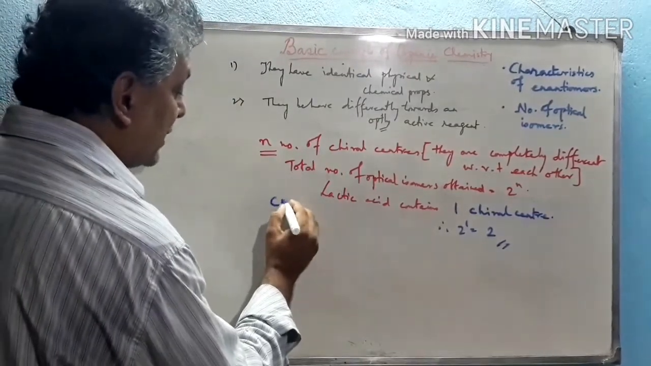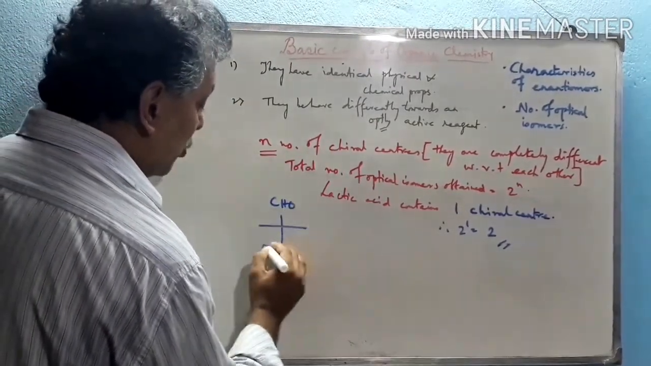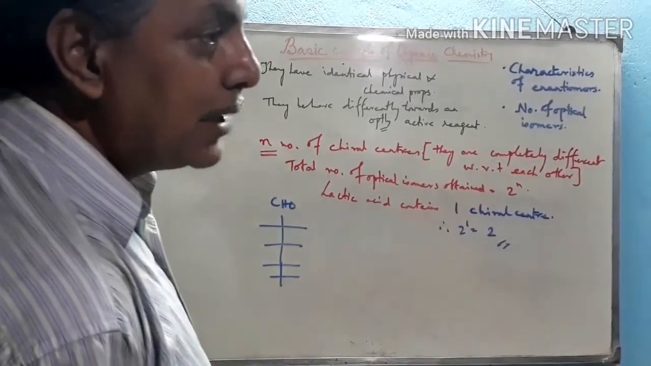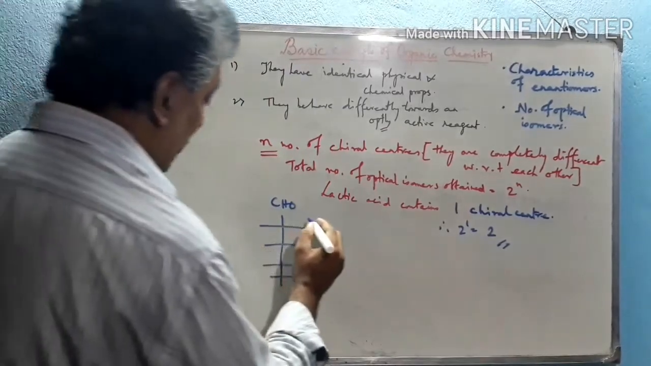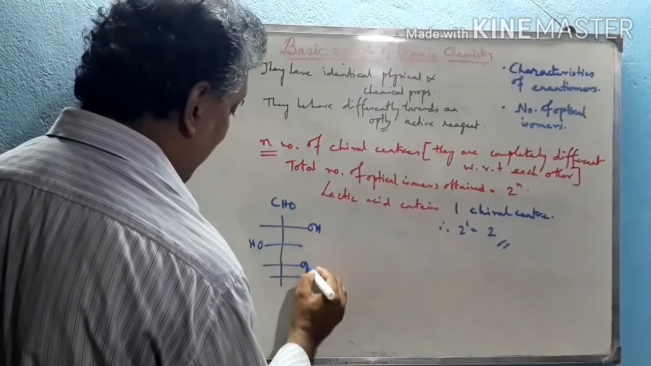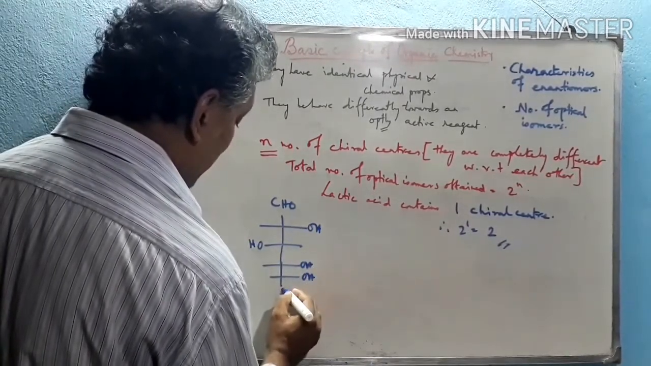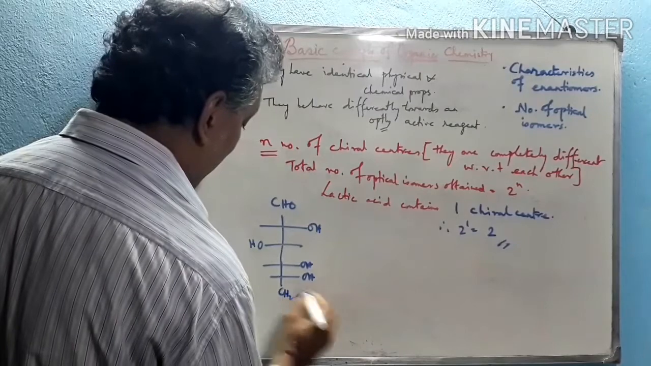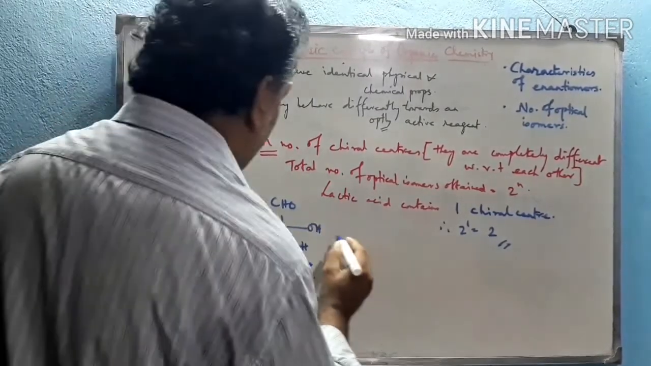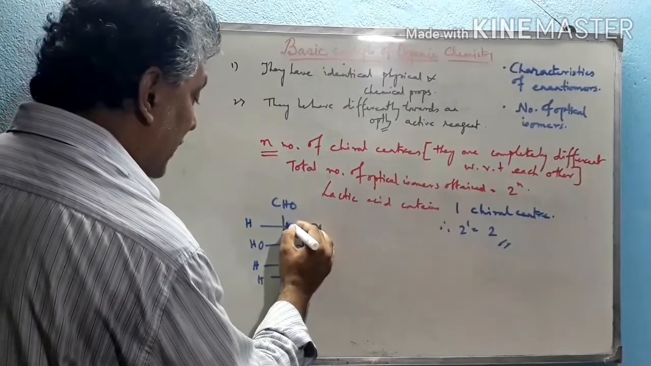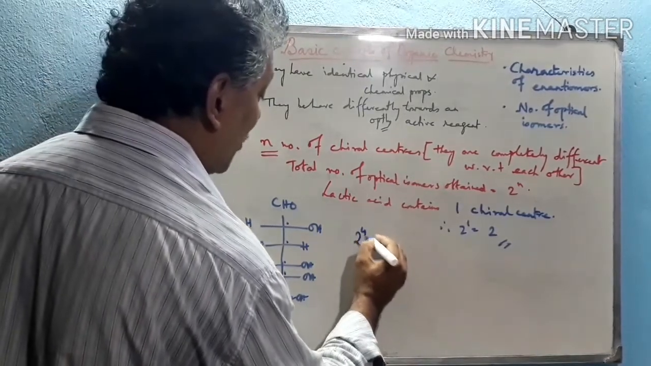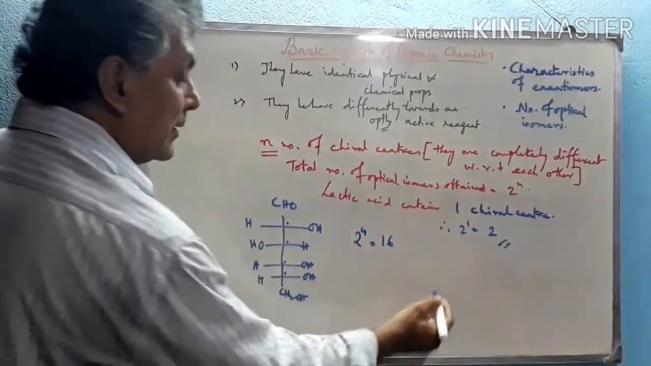See this, the structure of glucose. Naturally obtained glucose is dextrorotatory. That's why this is called dextrose. So the OH groups are like this: OH. Here also CH2OH, and all these are hydrogen atoms. So here 4 different chiral centers are obtained. So the total number of isomers obtained will be 2 to the power 4. That means 16.